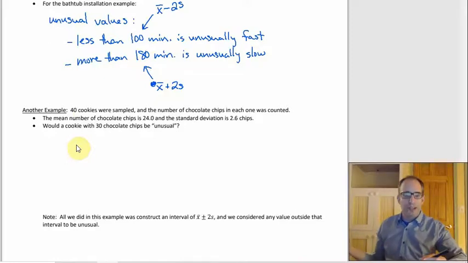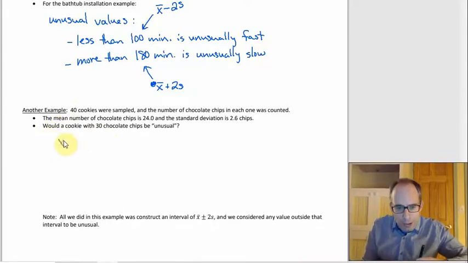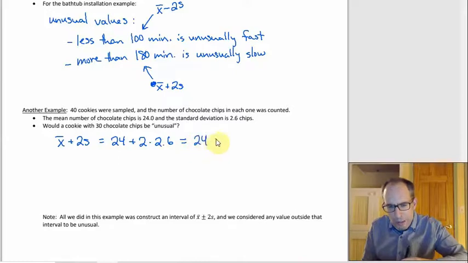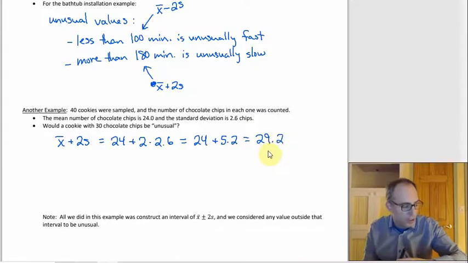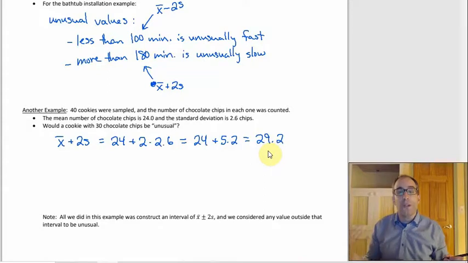X bar minus 2s isn't going to do anything for us because this 30 is on the higher end of the distribution anyway if the mean is 24. So x bar plus 2s is going to be 24 plus 2 times 2.6. So that's 24 plus 5.2, which is 29.2. So that's the cutoff on the higher end, where anything above 29.2 would be considered unusually high.